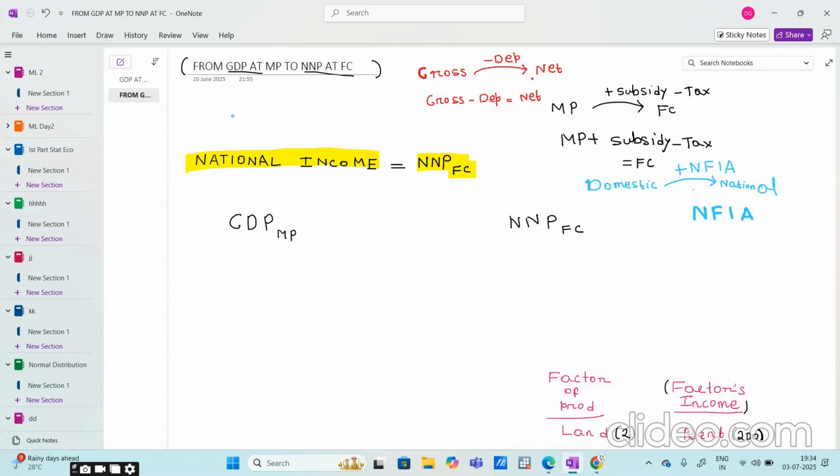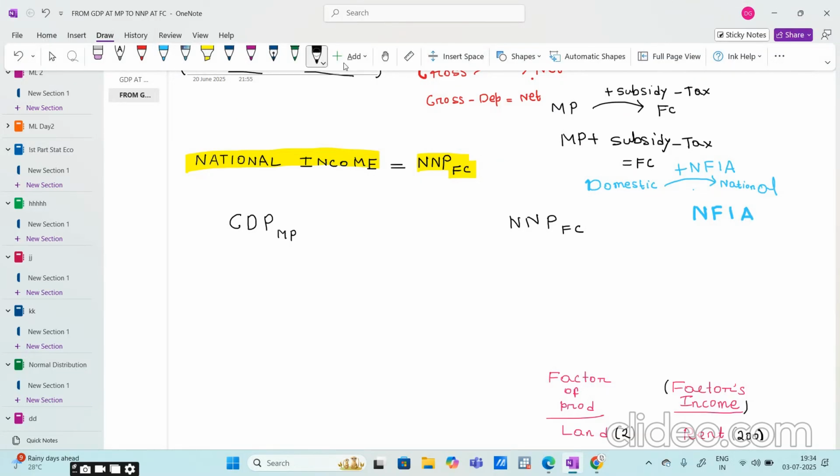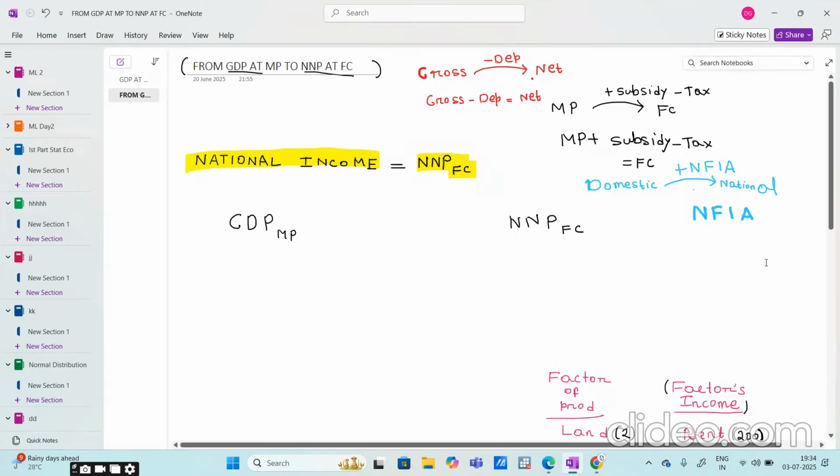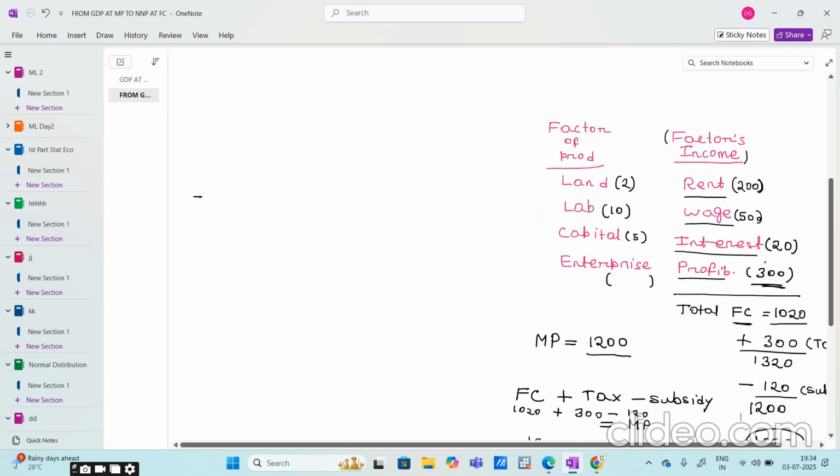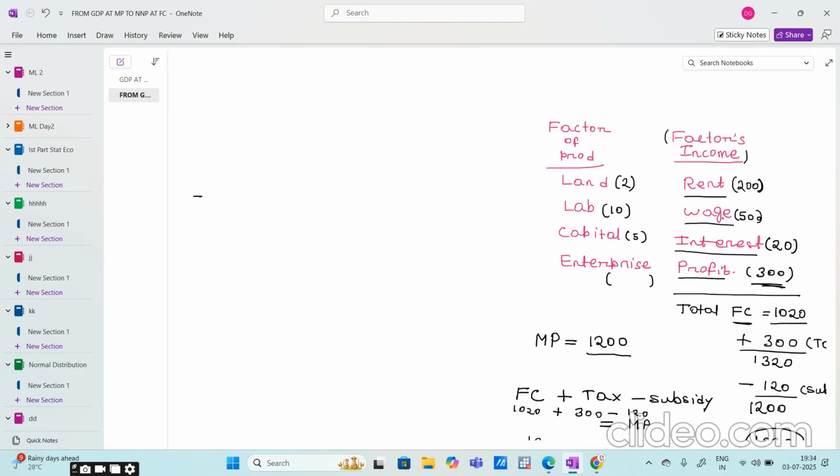So we have learned how to calculate these conversions. Now if I want to go to NNP at factor cost from GDP at market price, how can I go? I will come to that, but before that, let me explain how market price, if we add subsidy and subtract taxes, gives factor cost. But how is it operating? Let me explain it with the help of a numerical example. There are 4 factors of production, as we know: land, labor, capital and enterprise.